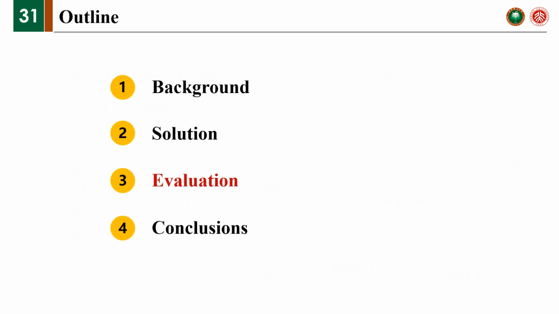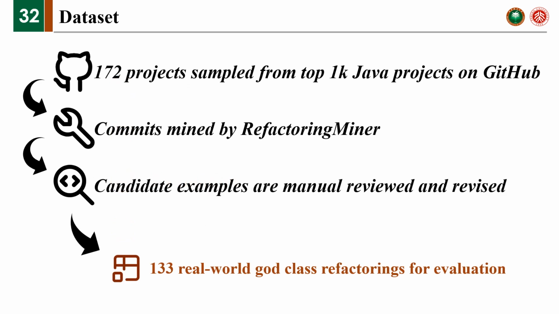We verify the effectiveness of the proposed approach through a series of evaluations. The projects from our dataset were sampled from the top 1,000 Java projects on GitHub. We filter the commits that contain God class-related refactorings, and manually review and revise them to exclude the commits that do not aim at refactoring or are not about God classes. We finally collected 133 real-world God class refactorings for evaluation.